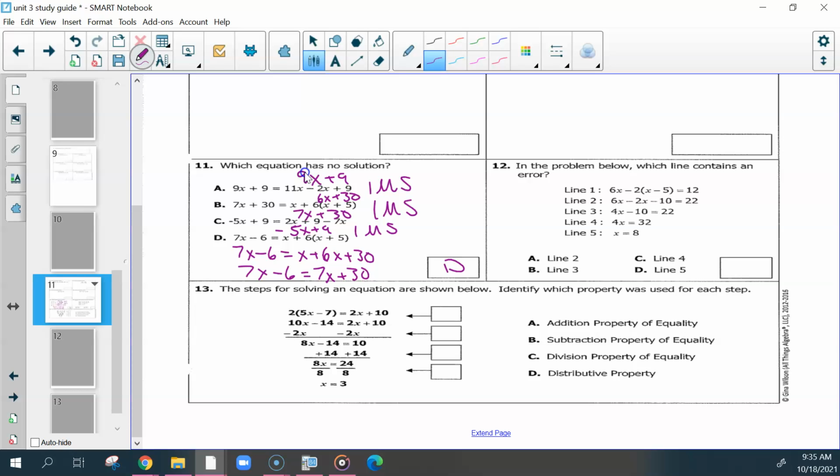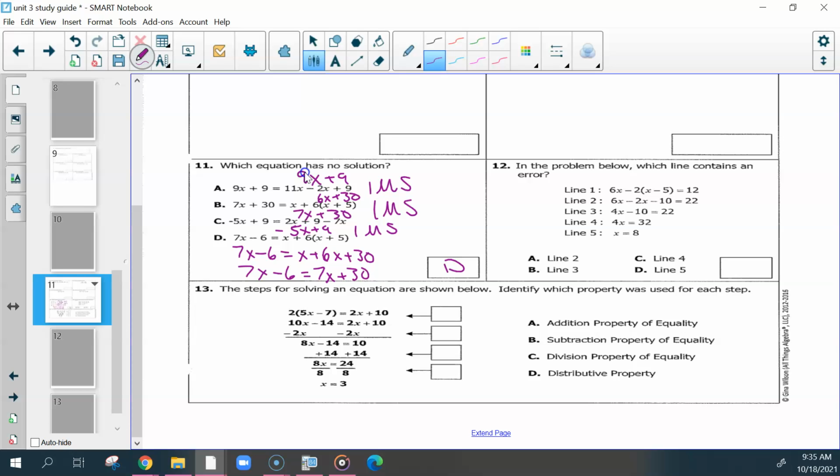For number 12, it asks which line contains an error. So when it says line 2, it means from step 1 to step 2, something wrong happened. So in line 1 to line 2, what did they do there? Distribute. Okay. Did they distribute correctly? Yeah. I heard yeses and no. No. Those of you that said no, why no?